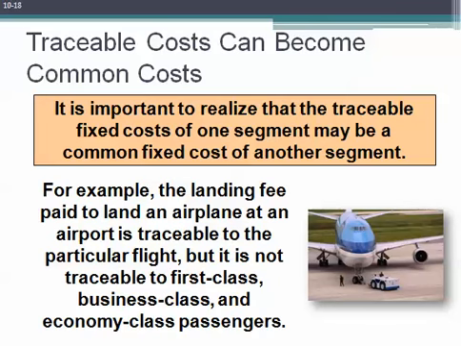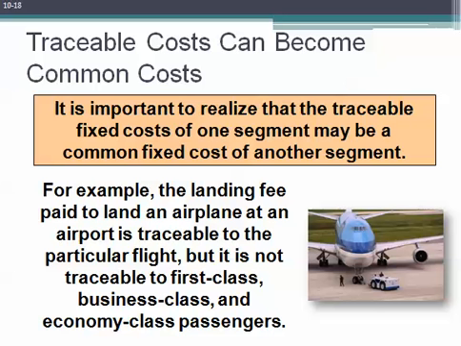One thing that's important is to remember that traceable costs depend upon our scale, or from what level we're looking at. Traceable fixed cost of one segment may be a common fixed cost of another segment. For example, consider the landing fees paid to land an airplane in an airport. Those landing fees are traceable to a particular flight.